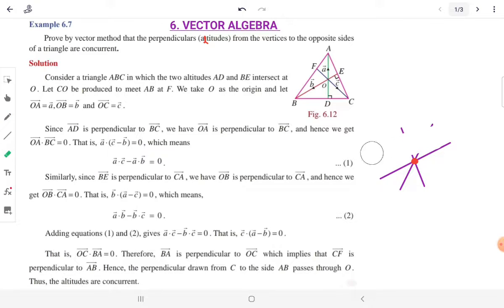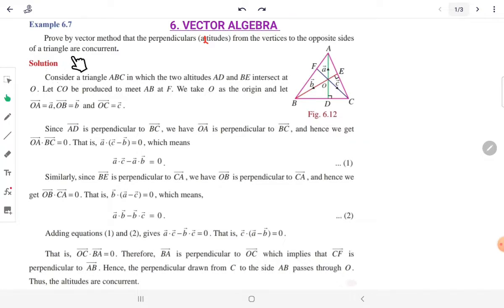So now here they asked us to prove that the altitudes of a triangle are concurrent. Now, what do you mean by altitude? A line joining the vertex perpendicular to the opposite side. So AD is one altitude, BE is the other altitude, CF is the third altitude. If these three altitudes pass through the same point, then we say that the altitudes are concurrent.